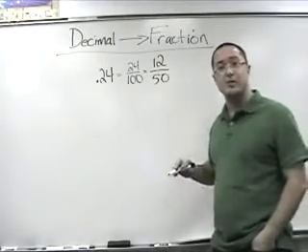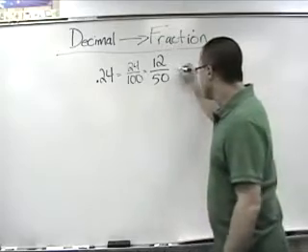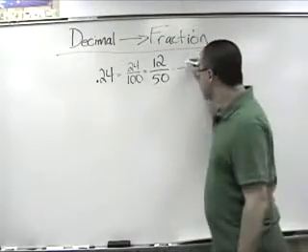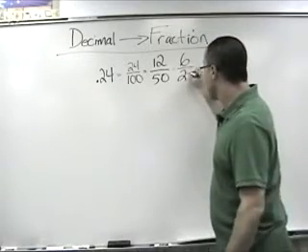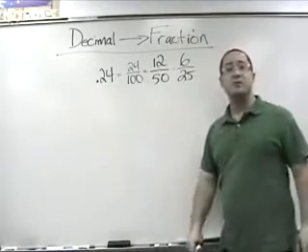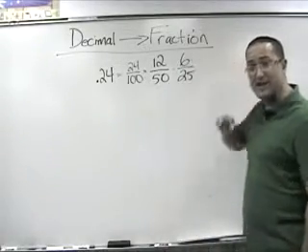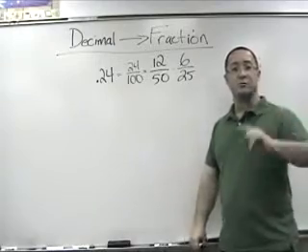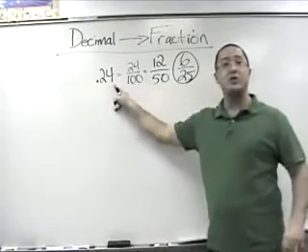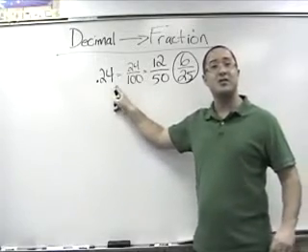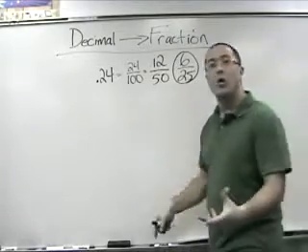No, those are still not in simplest form. What can I divide by now? 2 again? Okay. 12 divided by 2 is 6. 50 divided by 2 is 25. Now am I in simplest form? Yes, I'm in simplest form because the only common factor that 6 and 25 have is 1. So, what is 0.24 or 24 hundredths written as a fraction in simplest form? 6 over 25.